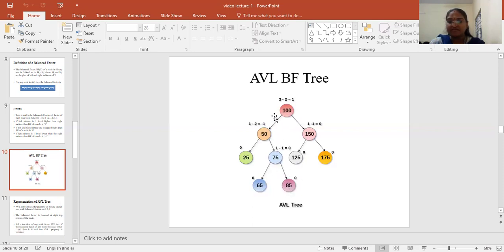Means here I have on the left side 3. Coming towards the right side, I have only 2 children for 100, 150 and 175, or else 150 or 125. So 2. Now 3 minus 2 is equal to how much? 1. So the overall balance factor has been calculated for the AVL tree. In this way, you need to calculate the balance factor. Hope this is clear for everyone.